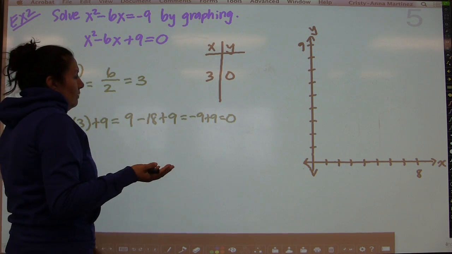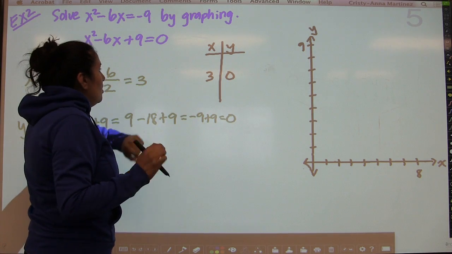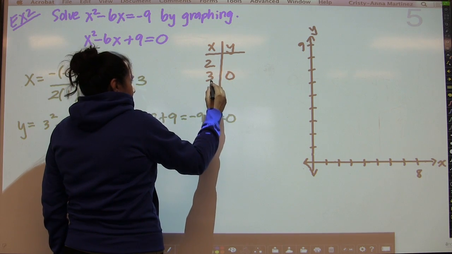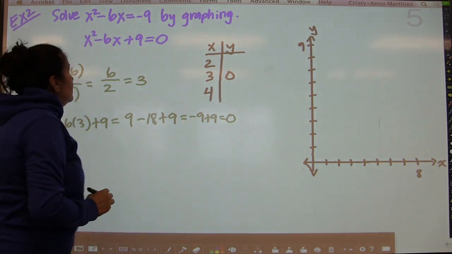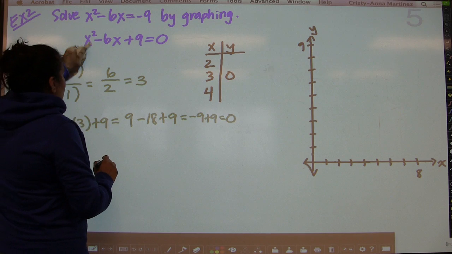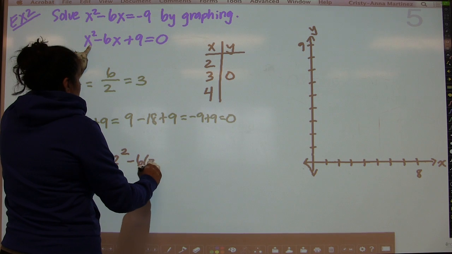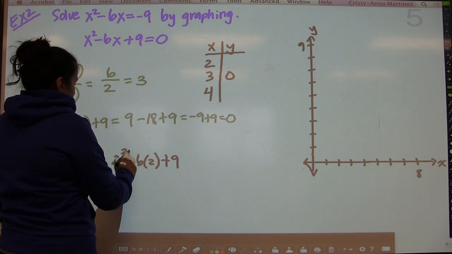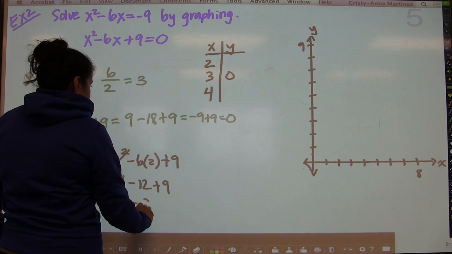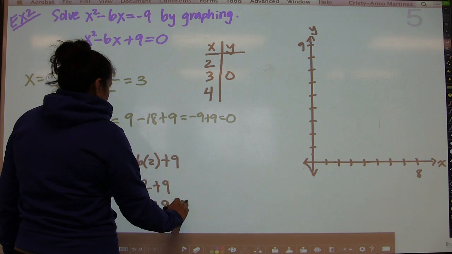And when we think about a parabola, this is the vertex, so it's either the lowest or the highest point of the graph. But to confirm, we can say 2 is before 3 and 4 is after. So when we plug in 2, we're going to get 2 squared minus 6 times 2 plus 9. So 2 squared is going to be 4. Minus 6 times 2 is 12. And 4 minus 12 is -8. And then plus 9 is going to be 1.